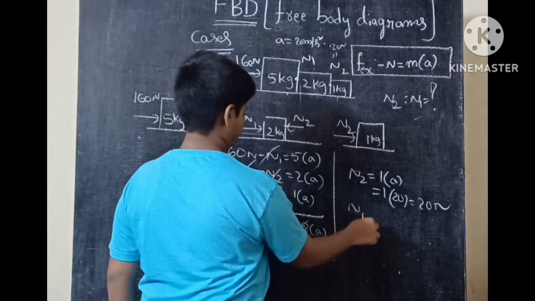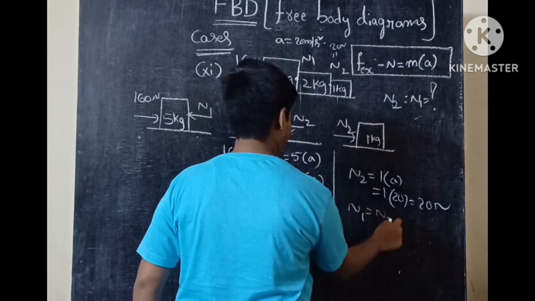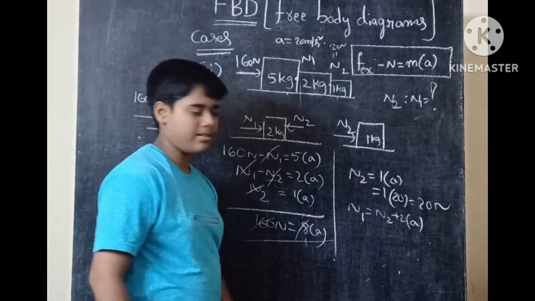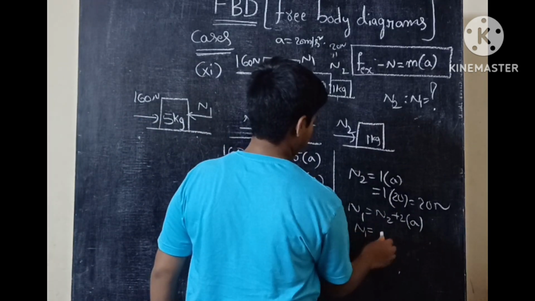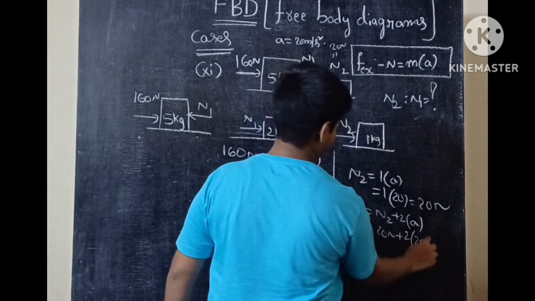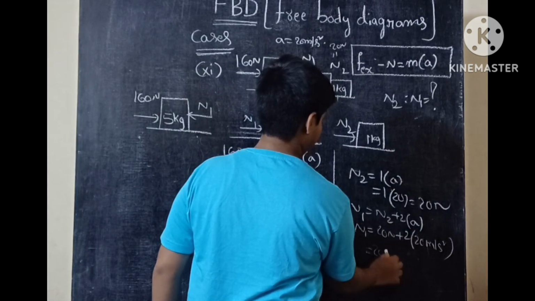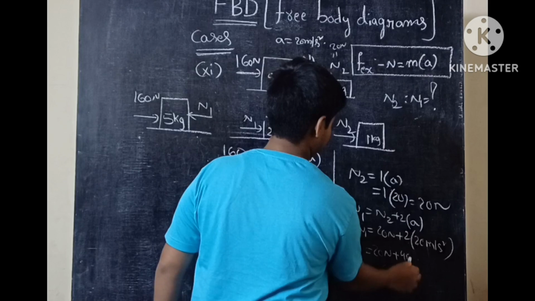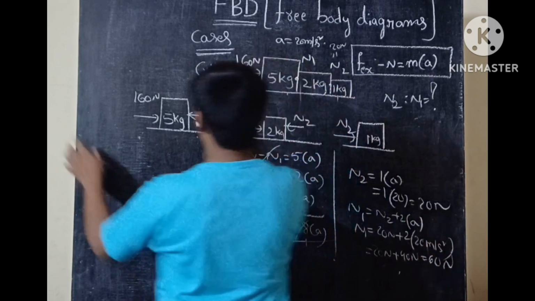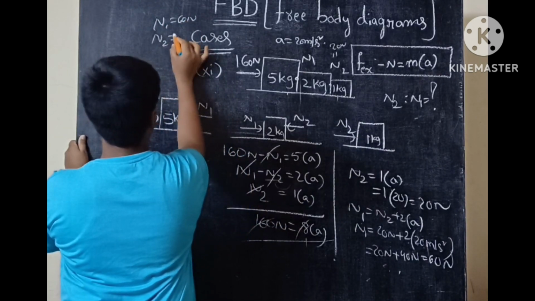Now N1 minus N2 is equal to 2a, which means N1 is equal to N2 plus 2a. If I transpose this term to this side, it becomes addition. So N1 is equal to N2, 20 newtons, plus 2 times 20 meter per second square. Okay, so 20 newtons plus 40 newtons, which means 60 newtons. N1 is 60 newtons and N2 is 20 newtons.